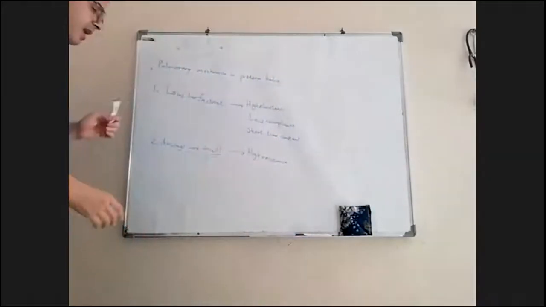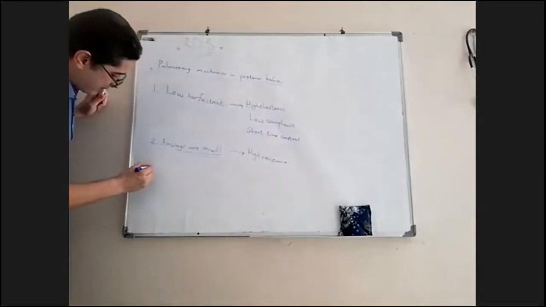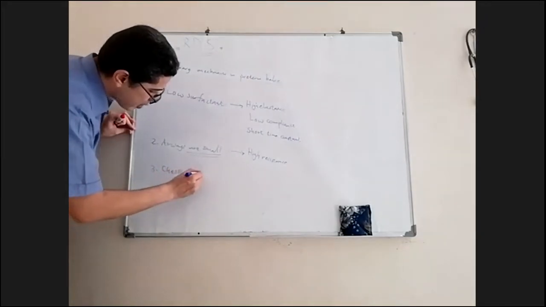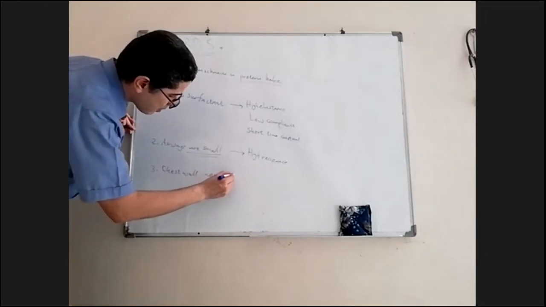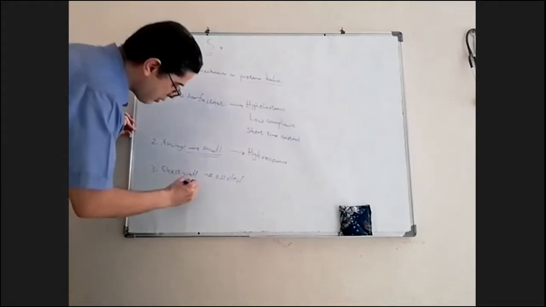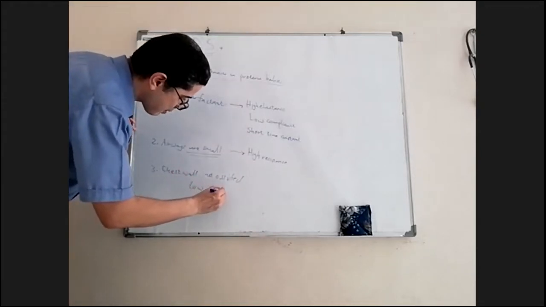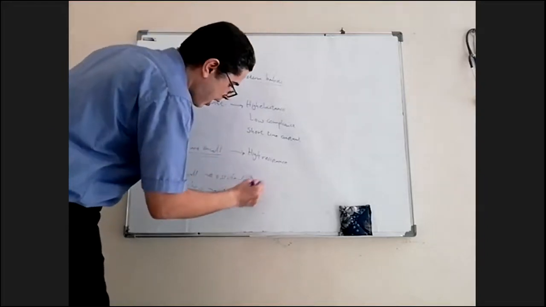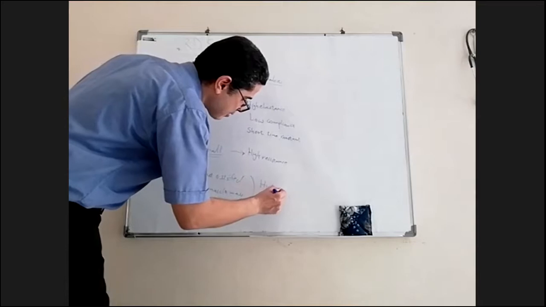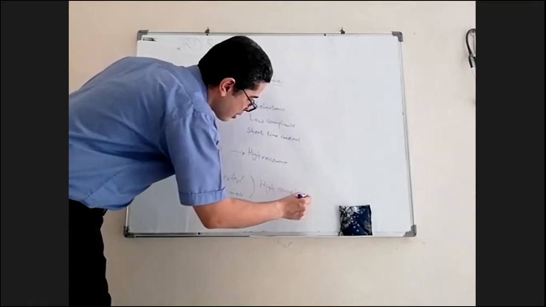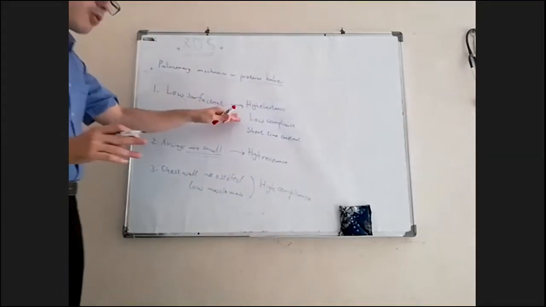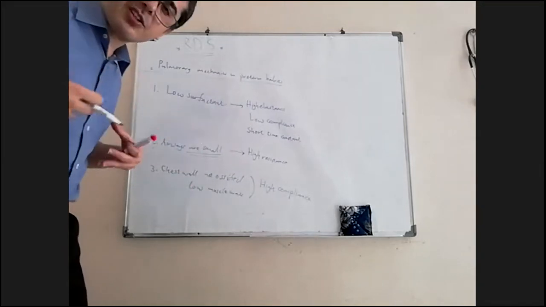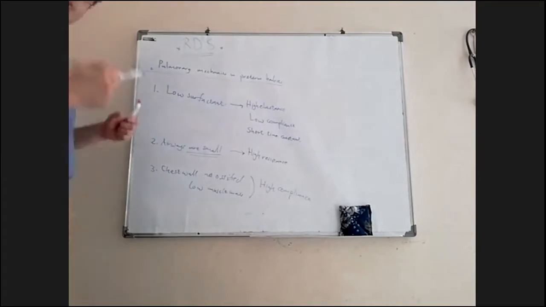What else do premature babies have? Their chest wall is not ossified, and it has low muscle mass. So this leads to high compliance of the chest wall, opposite of the lung. You see, the lung has low compliance, but the chest wall has high compliance because it is not ossified. They still have the cartilage, and it is not well ossified like adults.